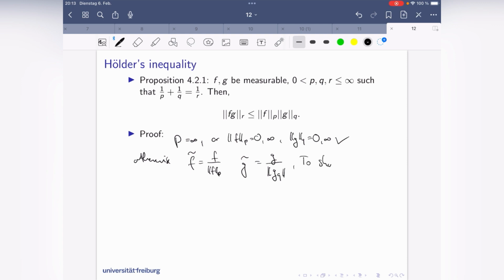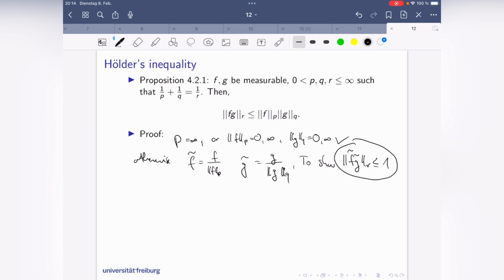And when we set this here, we just have to show that the r norm of f tilde times g tilde is smaller or equal to 1. Because when you plug in f tilde and g tilde here, you can pull out 1 over the p norm of f and 1 over the q norm of g. Sorry, here's a typo. Like this here, to the other side, and then we exactly have the inequality here. So that's what we have to show.